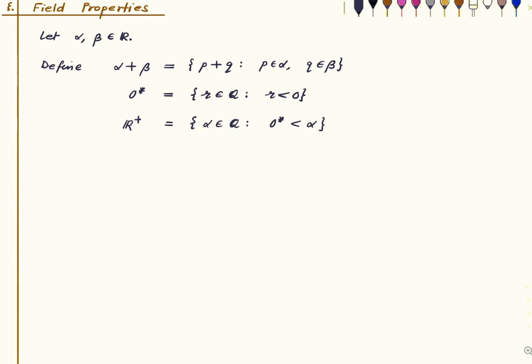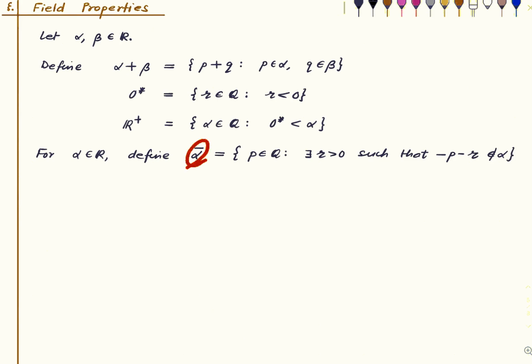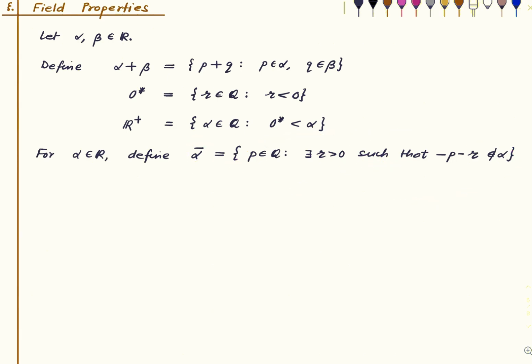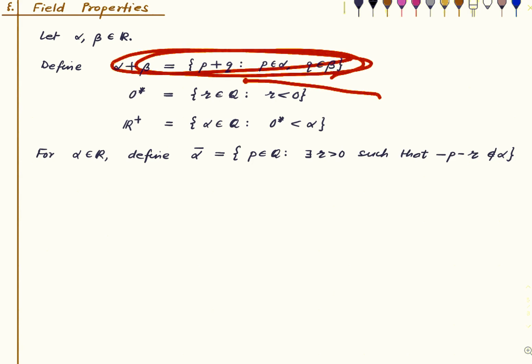Okay. And for any cut, define alpha bar as follows. So it's those rational numbers for which there exists a positive rational such that this is not in alpha. So just think about what alpha bar is. If we hadn't written this, that there exists a positive rational such that, basically suppose we had just written minus p is not in alpha. Just think about what that thing is and then you will understand better what alpha bar is. Okay. So all of this was already defining the addition. All of this is being said so that we can define multiplication.